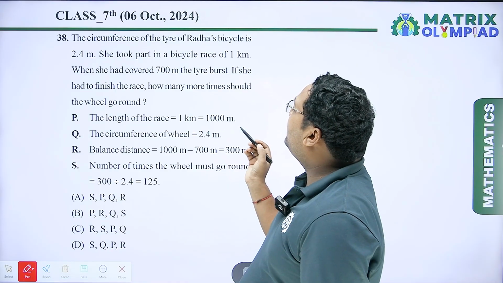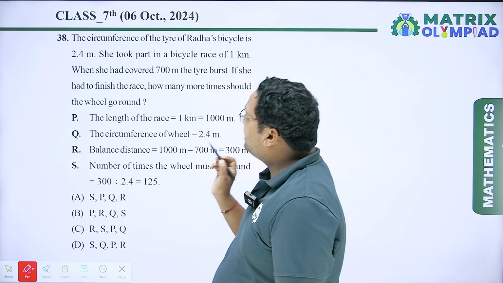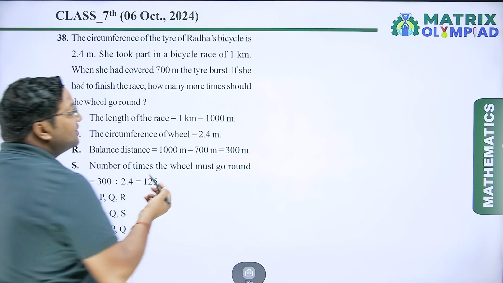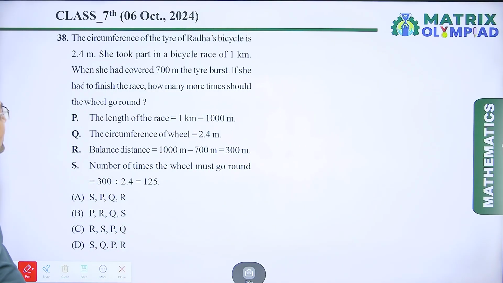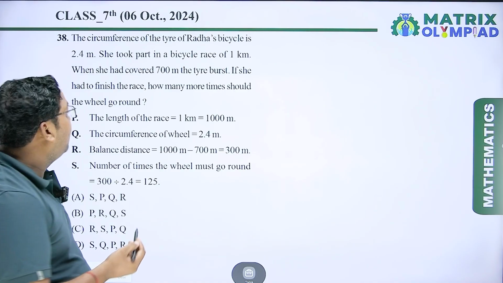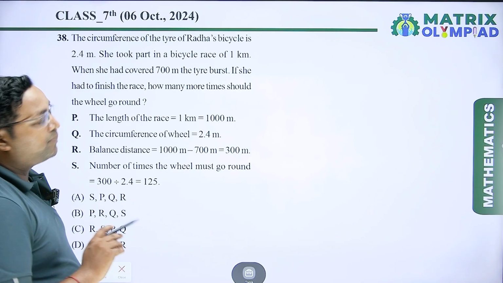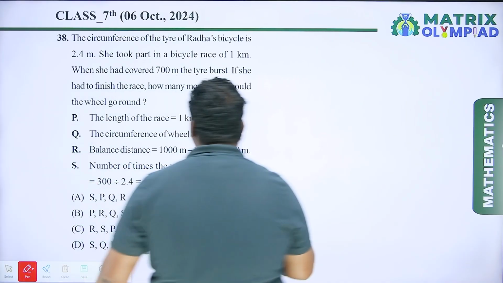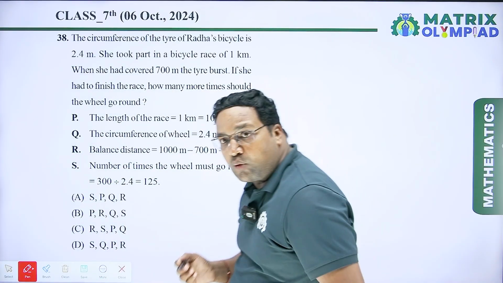Next, the circumference of the tire of Radha's bicycle is 2.4 meter. She took part in a bicycle race of 1 kilometer. When she had covered 700 meter, the tire burst. If she had to finish the race, how many more times should the wheel go round?